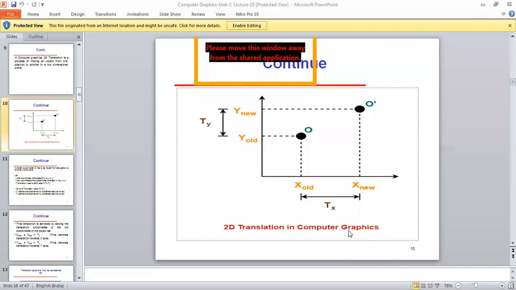Okay, I hope you can calculate easily. Now these are called the new points. If you have any problem, then you can ask.